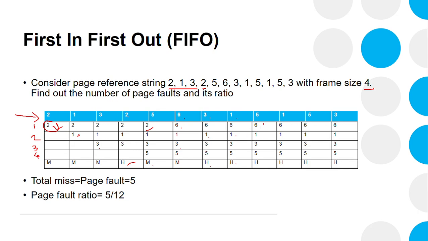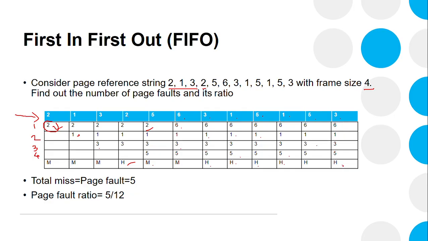Next number is 5. You can see 5 is already there in the memory. So we don't have to add it again. We write the previous string as it is, and it is a hit. Next number is 1. 1 is already present. As it is the previous string we have added, it is a hit. Next number is 5. 5 is already present. So it is a hit. Next number is 3. 3 is already there. So we write it as it is, and it is a hit.